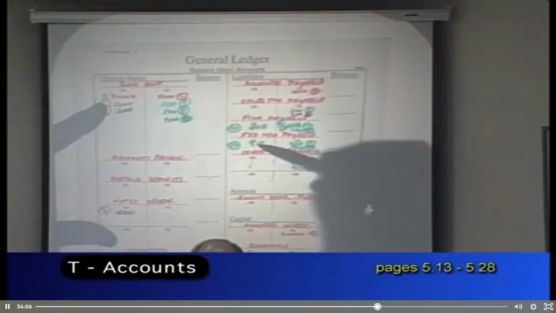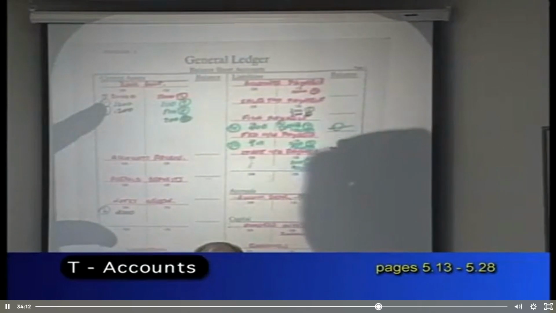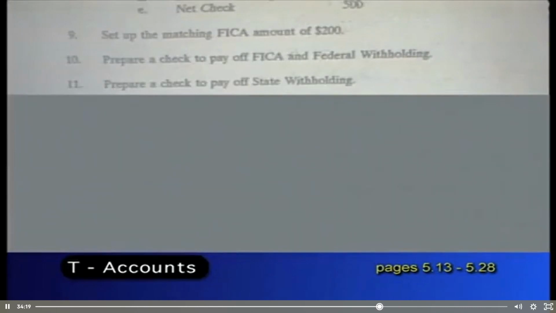Now, what's the balance in FICA payable after making this entry? Zero, because it's paid off, right? What's the balance in federal withholding payable after making this entry? Zero. Okay, so those will be zero. Okay. Let's also pay off the state withholding. So write another check to pay off the state withholding tax.